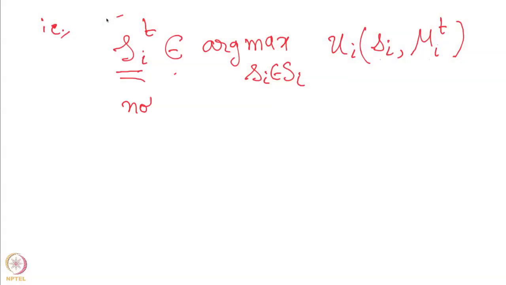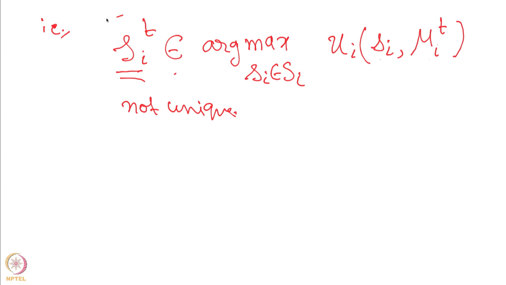So this is the reason why I'm saying that the players don't need to know what the other player's payoff is. It only depends on the beliefs about what the other guys are playing. And one more thing is that this is not unique, because there may be multiple best responses. So depending on this, different things can happen. So one has to look at this.